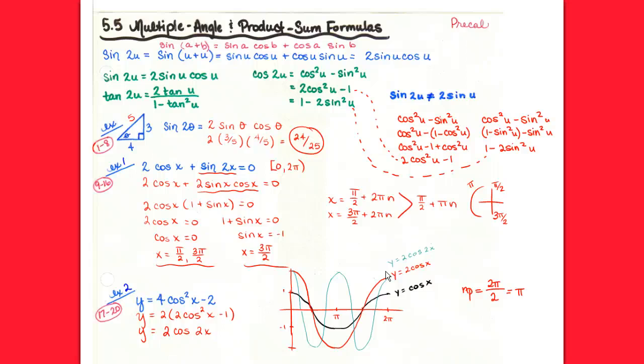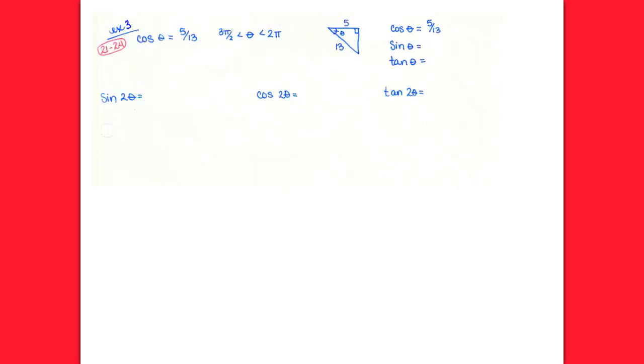All right, then example number 3. It says, use the following information to find sine 2 theta, cosine 2 theta, and tangent 2 theta. And they give me some information about cosine. So they tell me cosine is 5/13, and theta is in between 3 pi over 2 and 2 pi. And they want me to find sine 2 theta, cosine 2 theta, tangent 2 theta.